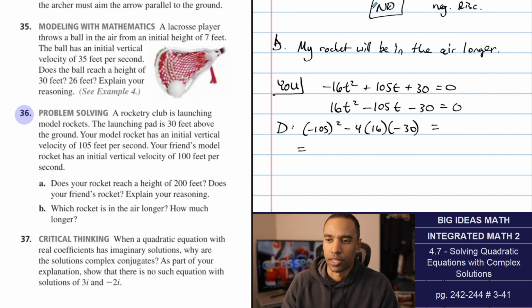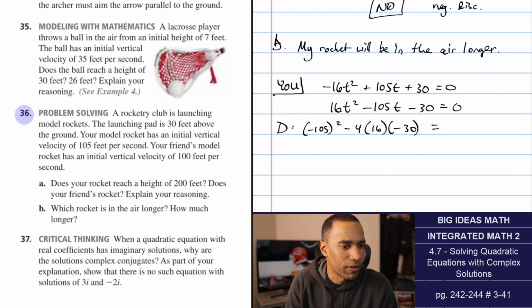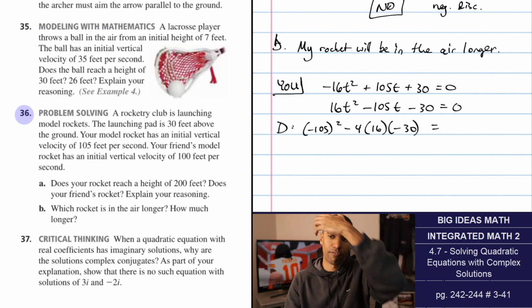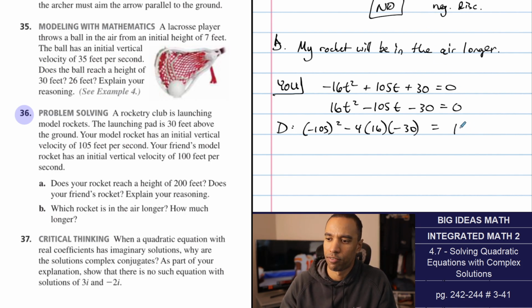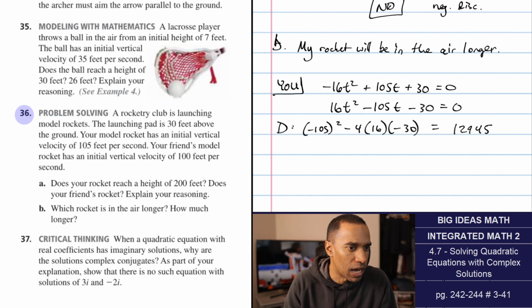I'll just compute that with a calculator because it's a lot of stuff. This is the slowdown, folks. B squared, 105 squared, and then plus, minus the negative, so 64 times 30. So 12945. No idea whether or not it's a perfect square. I guess it's not, but let's see what it approximates to. Yeah, no, it's not. It's close.